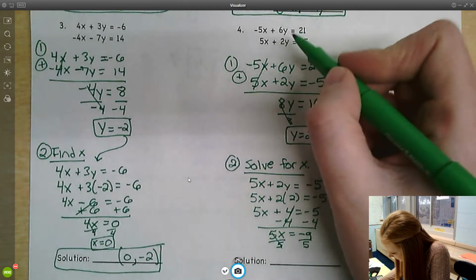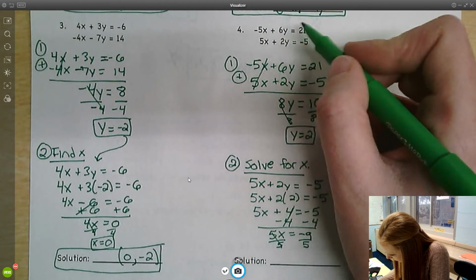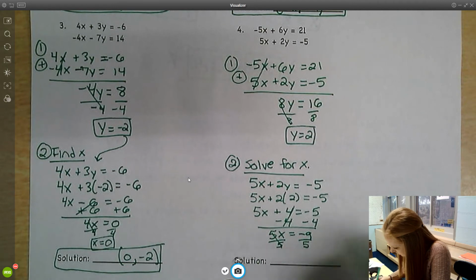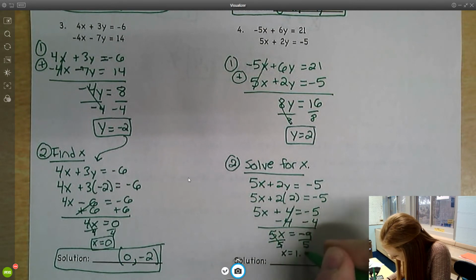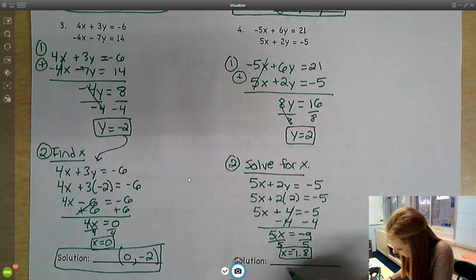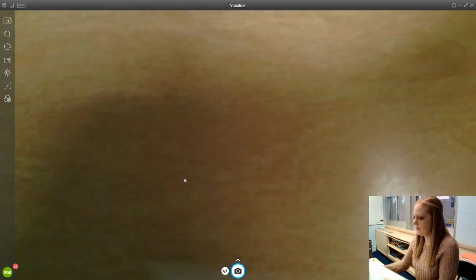Let's see if we plugged it into the other one. If I plugged in 2 for this, we would get 12. 21 minus 12 is 9. Yeah, all right. So we're getting a decimal here. So x is negative 1.8. And now let's take that and write our solution. Negative 1.8 comma 2. All right, we've got 2 more.